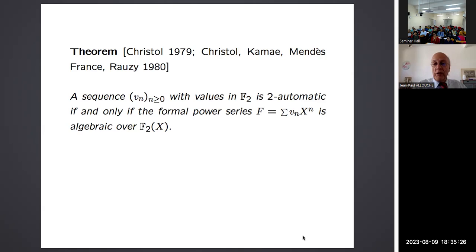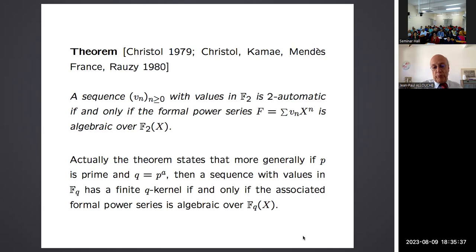Aha. And of course, two is not important. So the theorem more generally says something about q-automatic, where q is a power of a prime number. And we have the same thing. The q-kernel is finite if and only if the associated formal power series is algebraic over Fq. Okay, good. One direction is not that difficult to prove. It's essentially what we have done before with the case of the Thue-Morse sequence. The other direction is a little bit more difficult. But if I had a blackboard, I could just improvise the proof over there. So it's not extraordinarily complicated, once you have found it, of course, as usual.